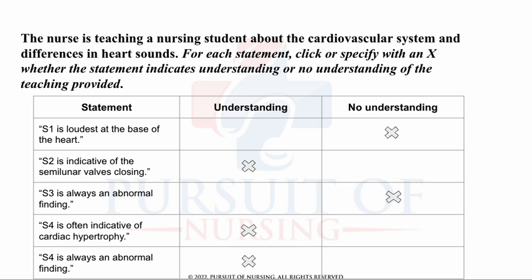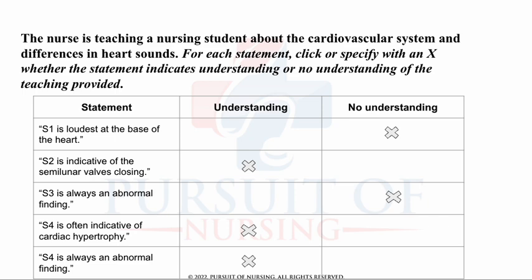is loudest at the base of the heart. This is a false statement. S1 is loudest at the apex of the heart, and S2 is loudest at the base of the heart. Now, the second one, S2, is indicative of the semilunar valves closing. That is an accurate statement and demonstrates understanding. And then remember that S1 is indicative of the AV valves closing.